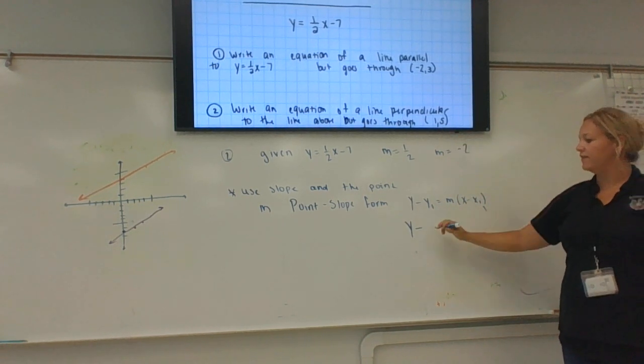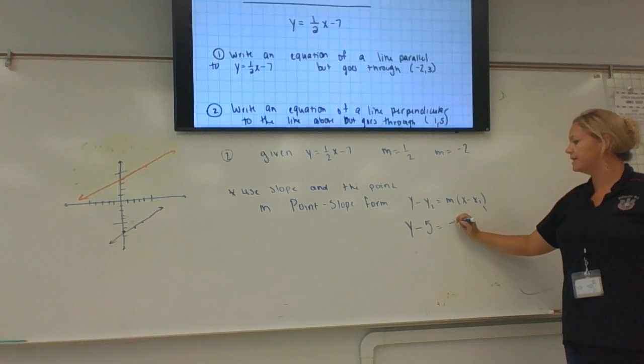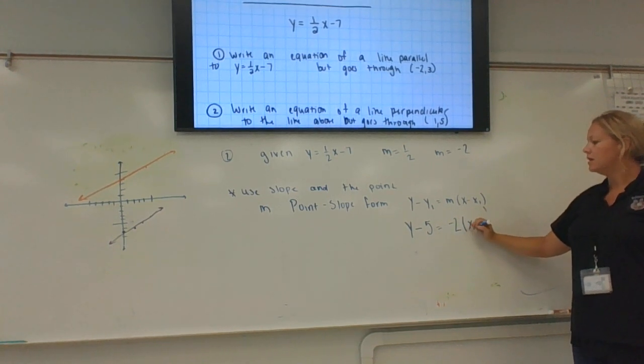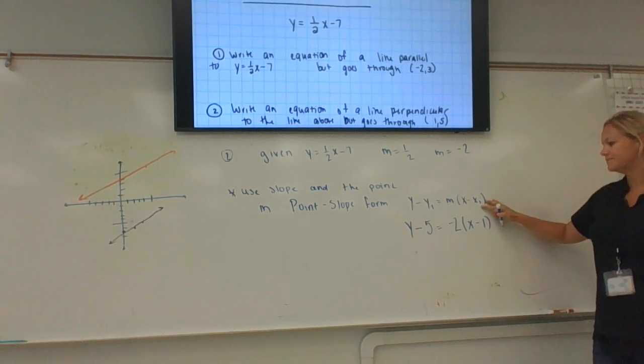So we'll put the 5 in for y1. We'll put -2 for m. And the 1 in for x1.